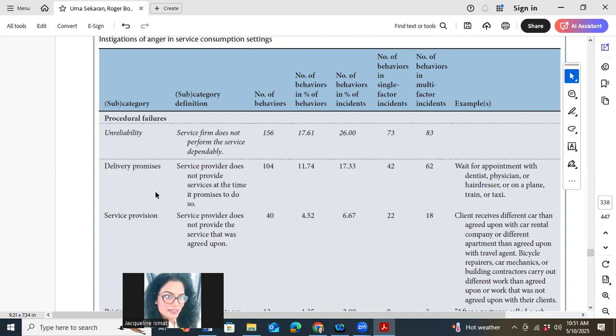In delivery promises, what did we see? The service provider does not provide service at the time promised. So 140 times this happened, the percentage was 11.74%. The number of incidences, in single we are looking at this, in multiple we are looking at this. Example: a break for comfort with a dentist or physician when impressive or on appealing of a tax.